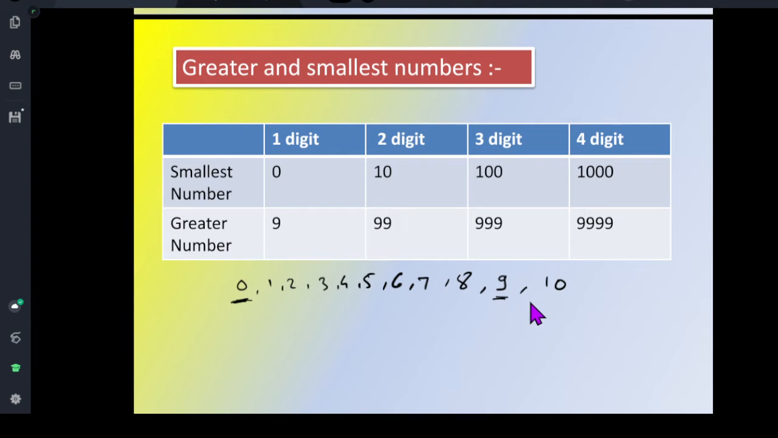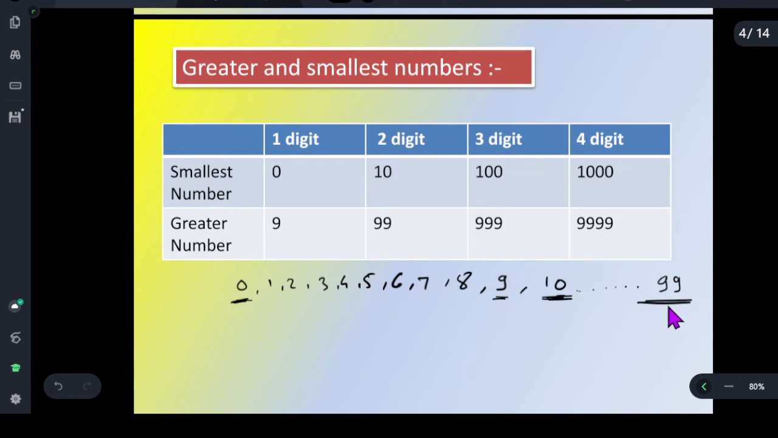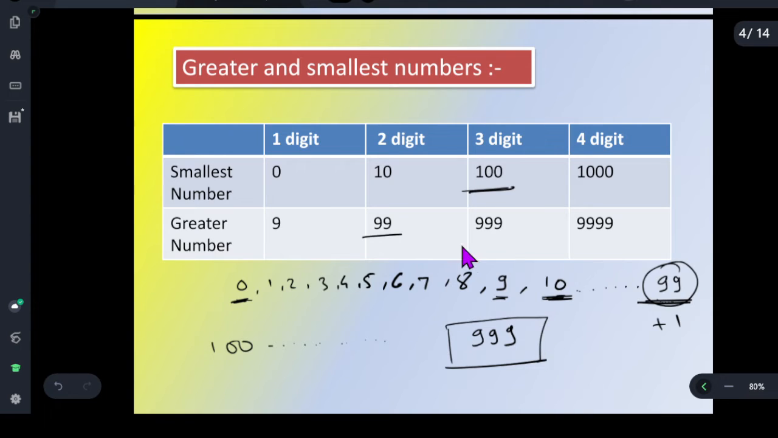Suppose then next, which is the smallest two digit number? That is 10. It is the first two digit number, so it will be the smallest among two digit numbers. So you will write continuing up to 99. When 99 comes, you can see it is the last two digit number. So the greatest number among two digit numbers is 99. Similarly, if you add 1 to this number, what will you get? The smallest three digit number, that is 100. Then you will write numbers continuously. You will reach 999. That is the greatest three digit number.